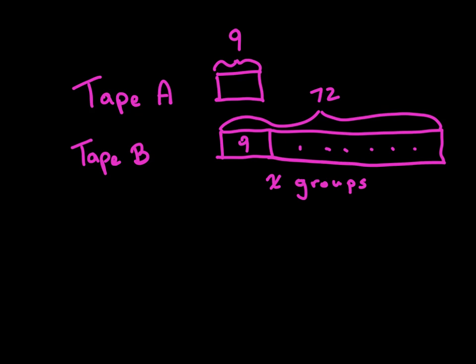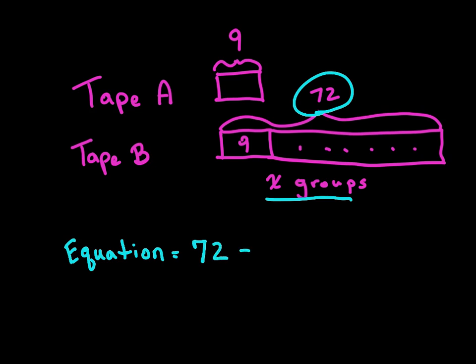Tape A and tape B. Tape A, one of the boxes is worth 9. And tape B, we're showing that one box is worth 9, but all of these groups together equal 72. We want to know how many groups of 9 we have that equal 72. Well, we need an equation. We want to know how many groups we have, so we need to divide. So 72 divided by one of those boxes, which is 9, is equal to x.